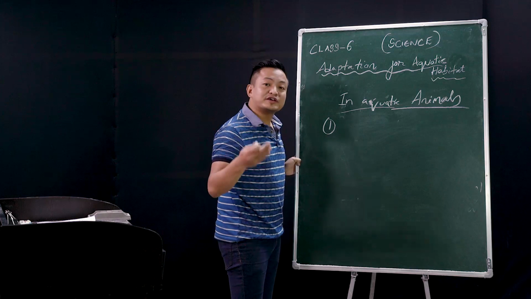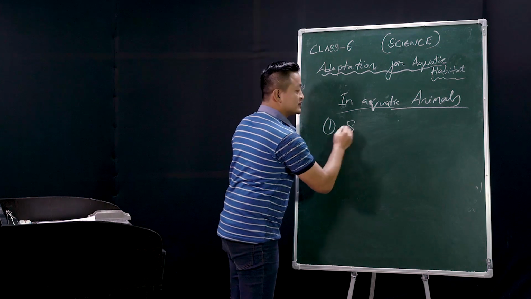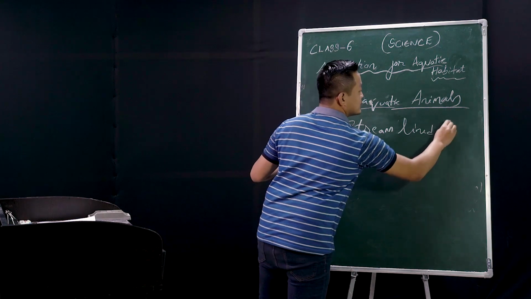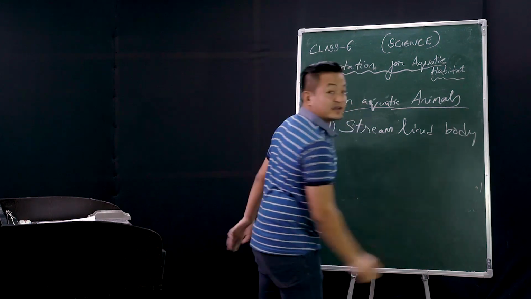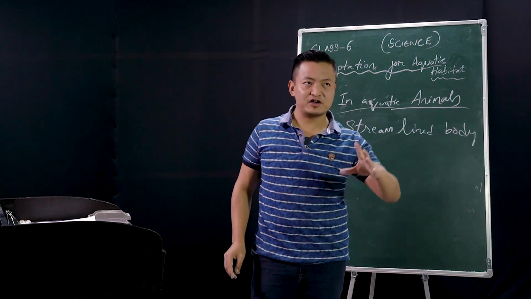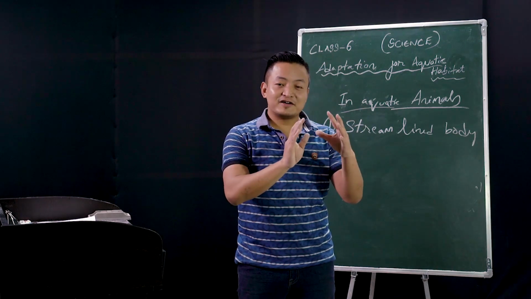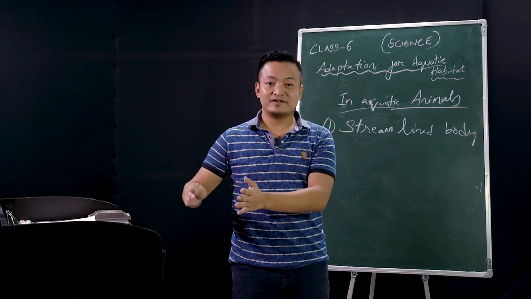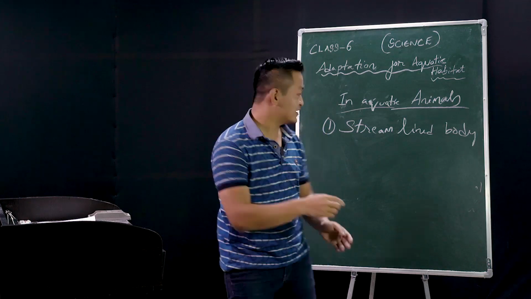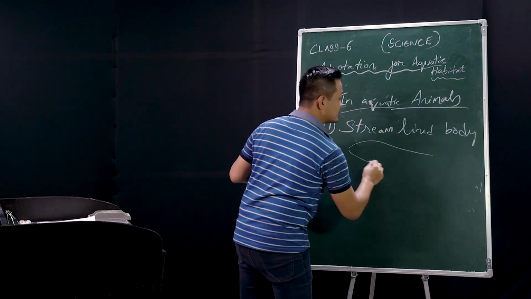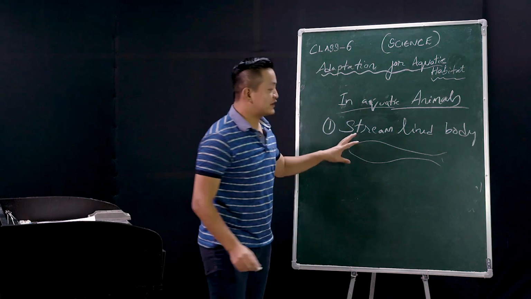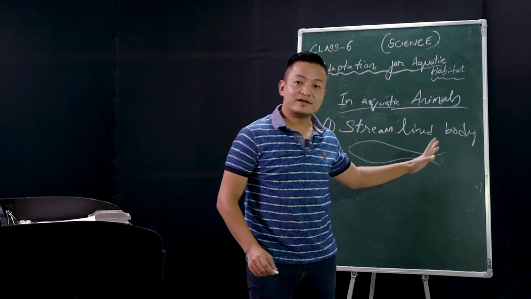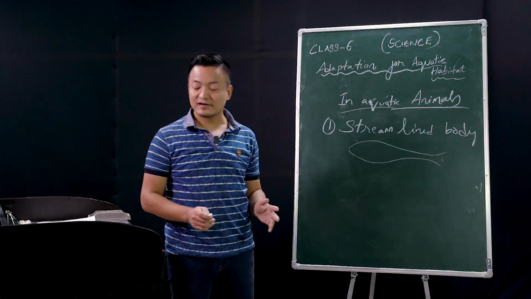One, they have a streamlined body. Clear? This is very important, a streamlined body. What is the meaning of a streamlined body? If you have observed fish, the upper part is round, right? Then they have a tapering end, and they are wide in between. A rough structure would be like this. Clear? So they have a round upper part, a tapering end, and a wider part in between.